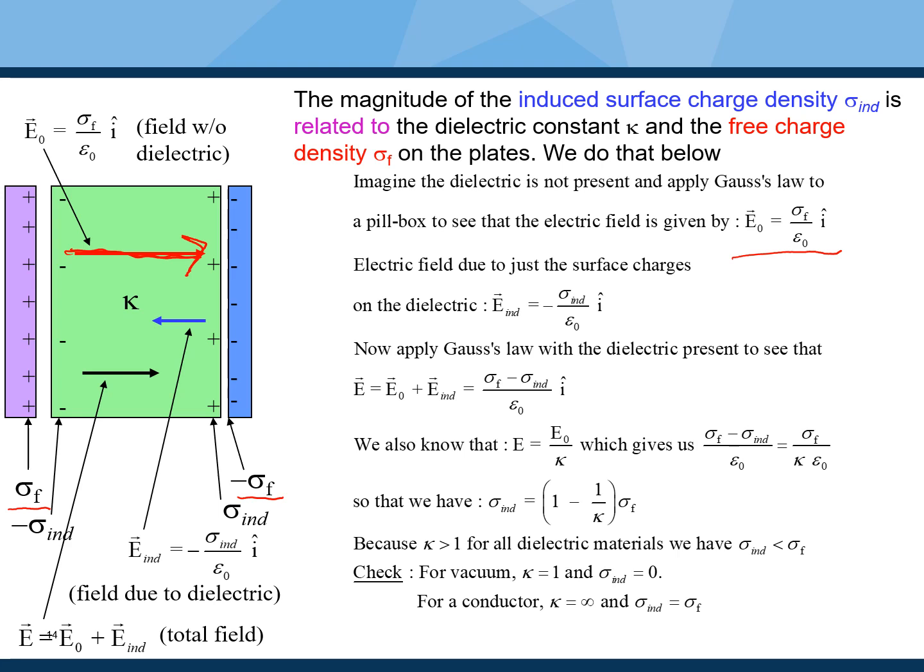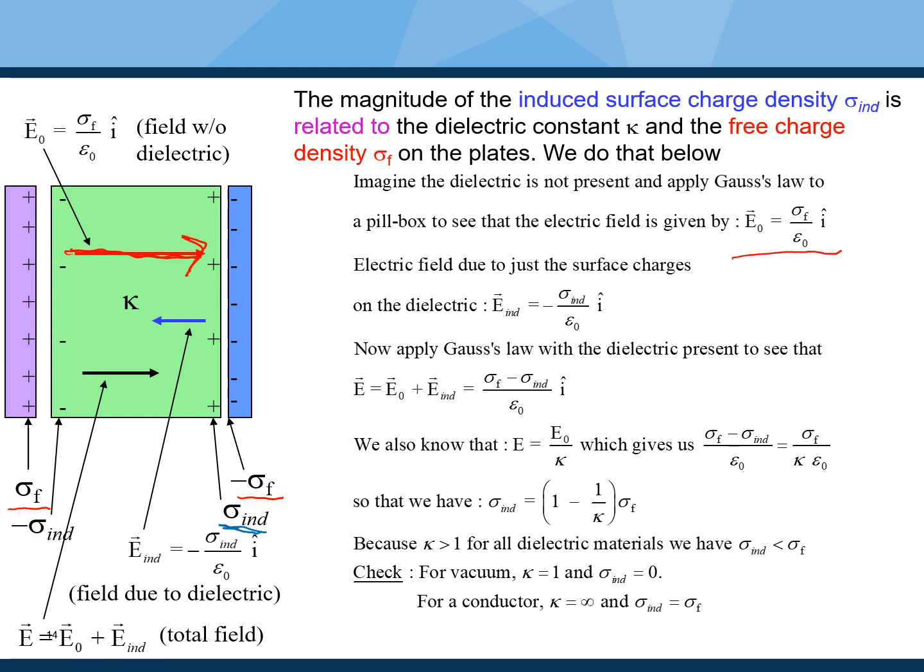And this big red arrow is just sigma f, the surface charge density of the free charges on the plates, or at least the surface charge density on the positive charge of the plate, and this other plate has a negative surface charge density, equal and opposite. So the electric field in the original configuration before the dielectric is inserted is just given by sigma f divided by epsilon naught.